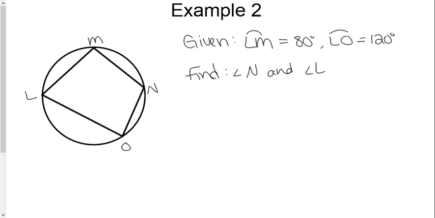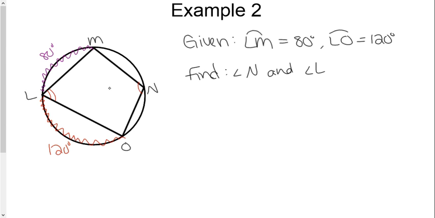And our last example is we are given that the arc LM, so it's this arc right here, is equal to 80 degrees. We're also told that the arc LO, so that is this arc down here, is equal to 120 degrees. We want to find angle N and angle L.